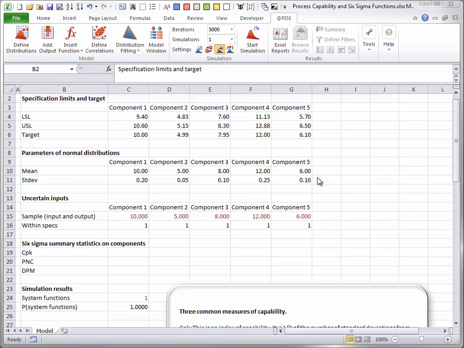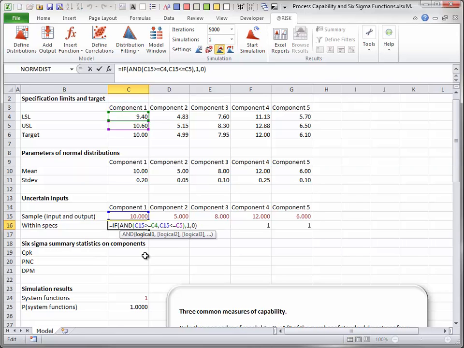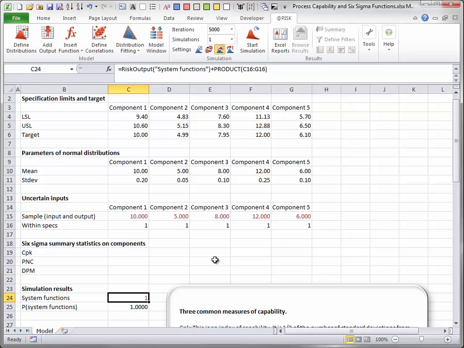The model is partly set up. There are RiskNormal functions in row 15, and there are IF functions in row 16 to indicate whether the components are within their specification limits. The system functions only if each of the values in row 16 is 1. So the product of these 1s and 0s in cell C24 indicates whether the system functions. And it has been designated as an @RISK output cell. Also, the RiskMean function in cell C25 will eventually show the probability that the system functions.